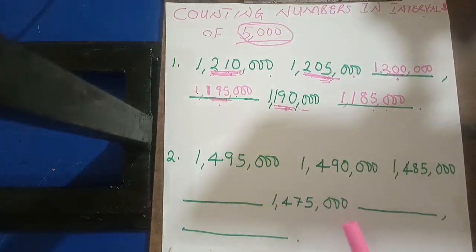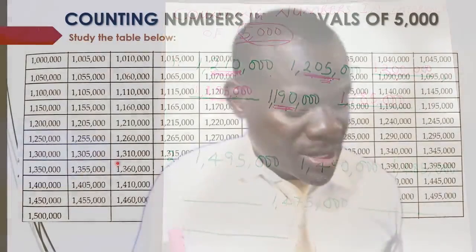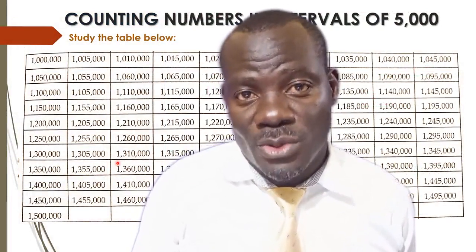Now, having looked at the first one, let us look at the second example. In the second example again, we have been given another set of numbers. There is 1,495,000. The next one, 1,490,000. Then 1,485,000. Then there's a gap. Then the next one is 1,475,000. Then there's a gap. Then lastly a gap. How do we find these figures? How do we solve this problem?